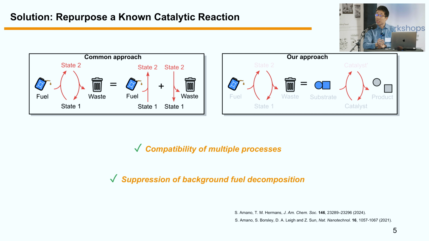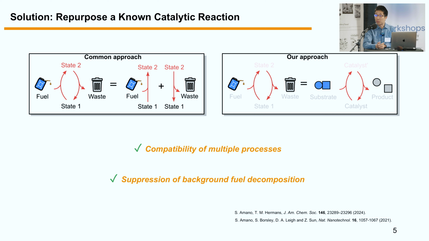When you compare the general scheme of a chemical reaction cycle, this left one, and a general scheme of a catalytic reaction cycle, which is this right one, you can see they are exactly the same. So it means we can repurpose a catalytic reaction cycle for supplying energy to the system.